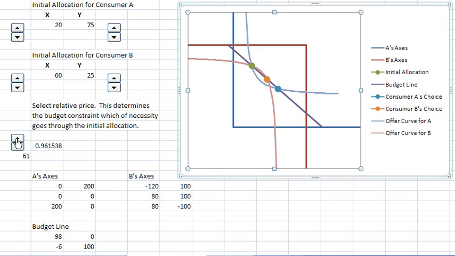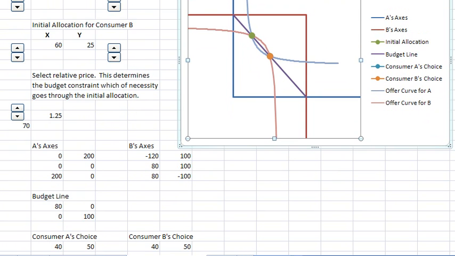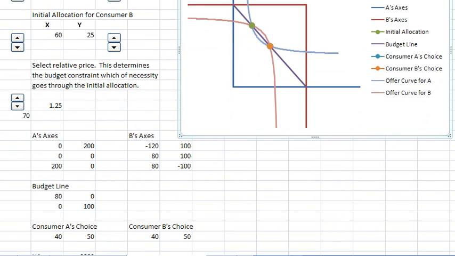Let's see if we can get to that point, and let's see if the dots line up. And there it is, and you cannot see A's choice. It is completely covered up by B's because we've actually attained equilibrium. So that's all there is to it. Very nice trick.